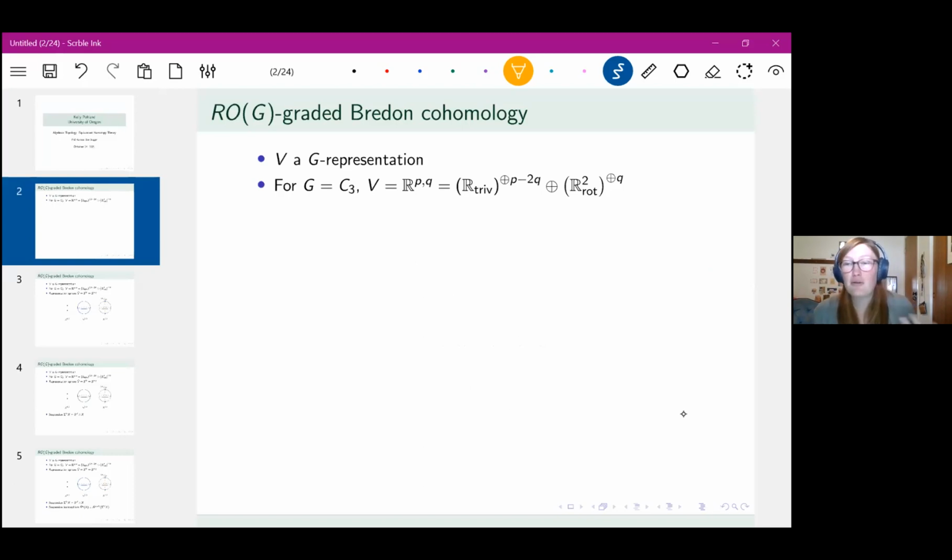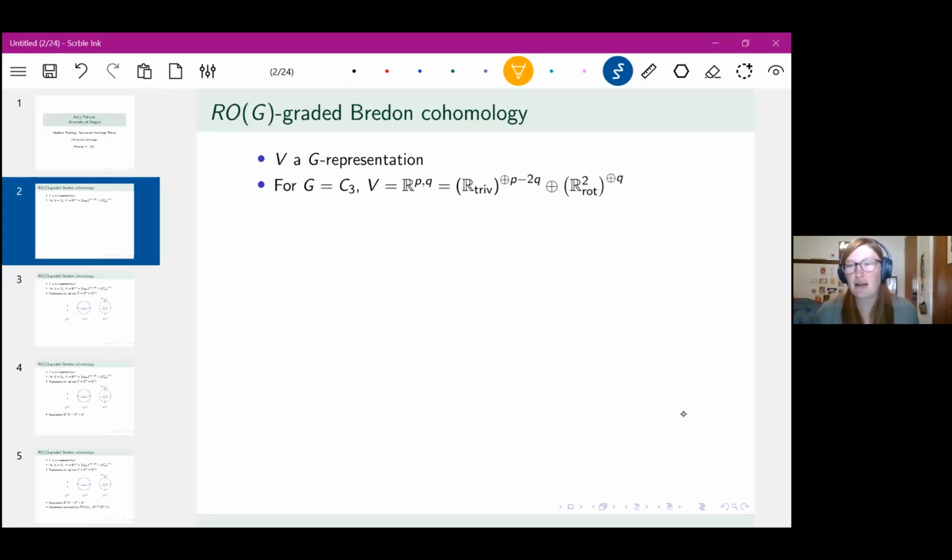And I study a cohomology theory called Bredon cohomology for spaces with an action of a group G. It's graded on RO(G), the Grothendieck group of real finite dimensional orthogonal G representations. And specifically, I work in the case G equals C3, so I'm going to be using that a lot.